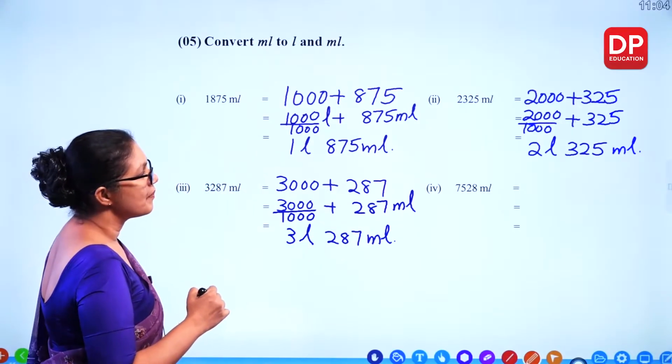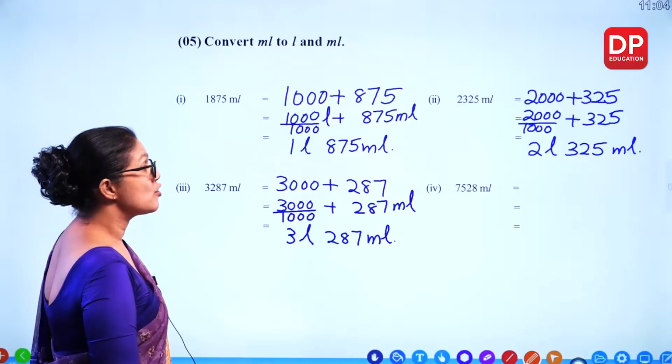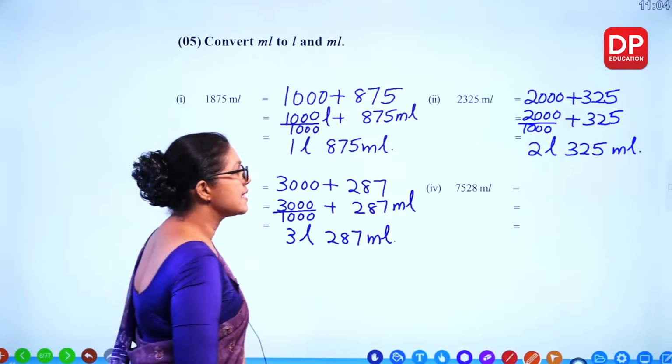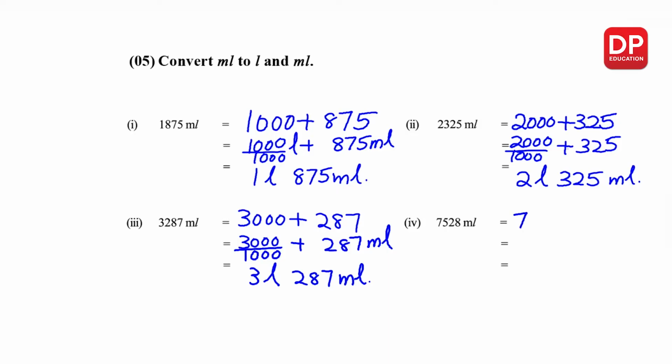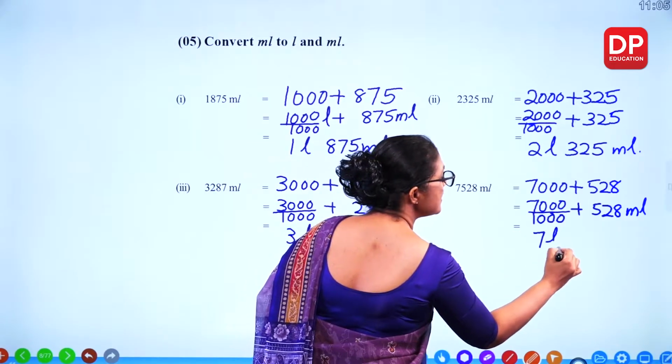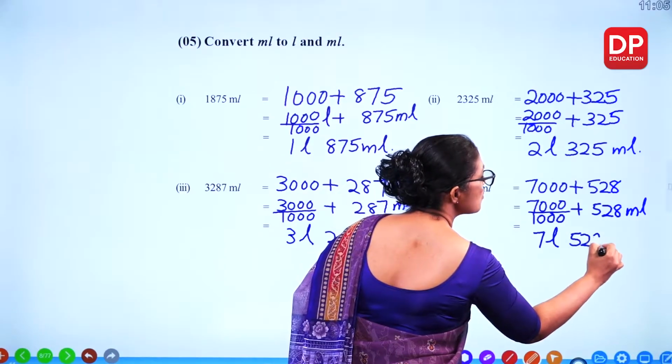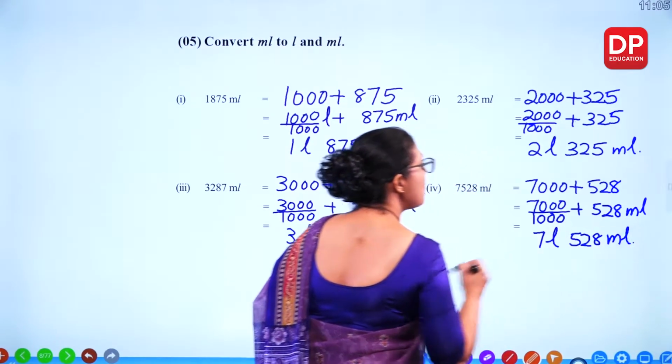milliliters. What about 7528 milliliters to liters? Split to 7000 and 528 separately. So you divide by 1000 and here 528 milliliters are there. So you get 7 liters and 528 milliliters.